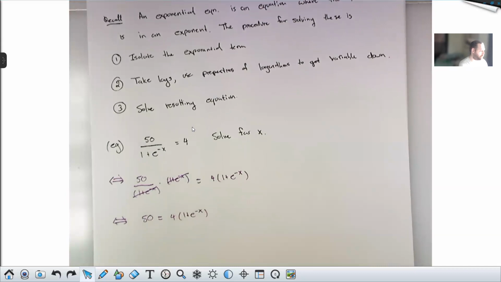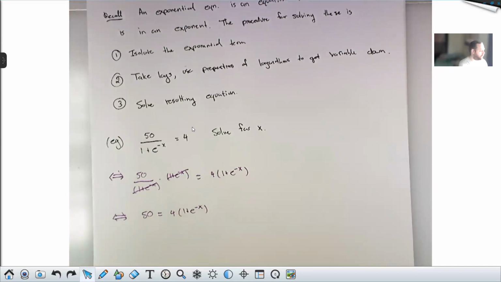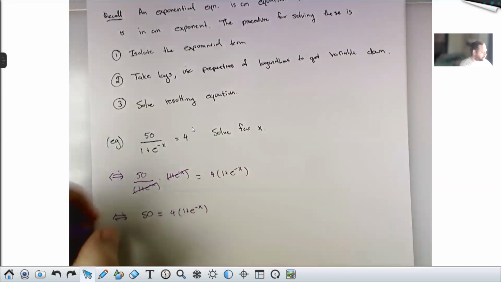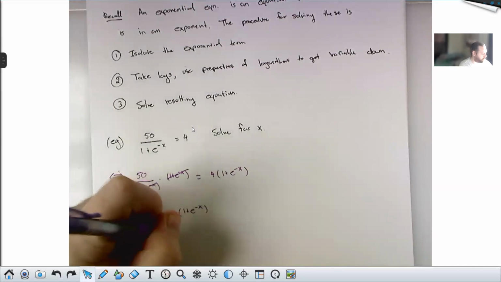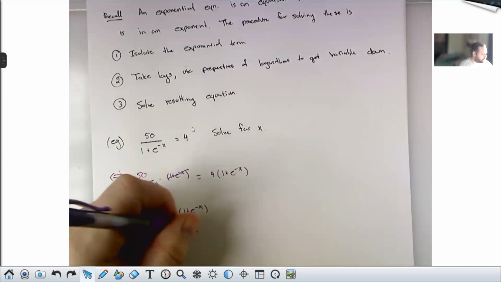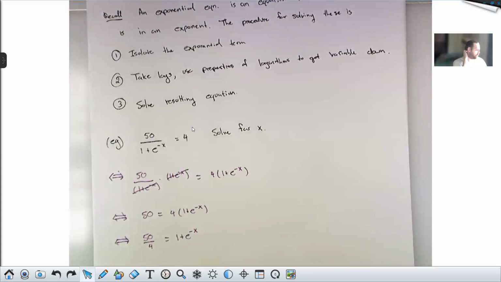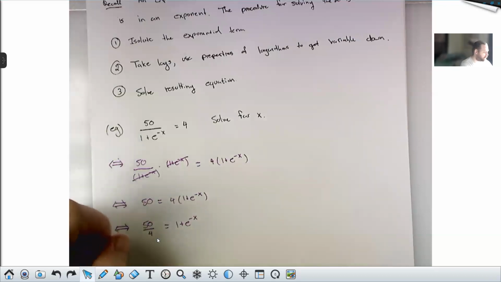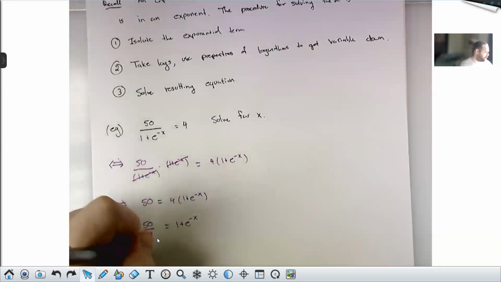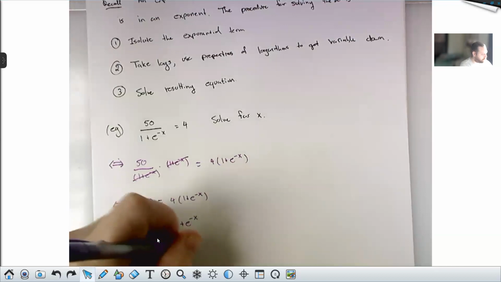Again, I'm still working on step 1. I'm trying to isolate the exponential term. I can divide both sides by 4. And I'll get 50 over 4 equals 1 plus e to the negative x. 50 is divisible by 2, but it's not divisible by 4. So this isn't going to be a whole number. But 50 is 25 times 2, 4 is 2 times 2, so I can simplify on the left-hand side. This is 25 over 2 equals 1 plus e to the negative x.